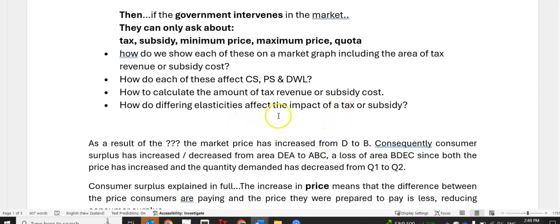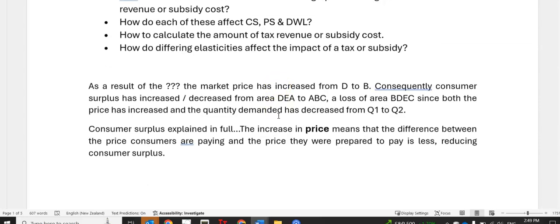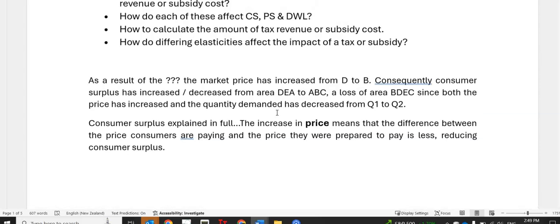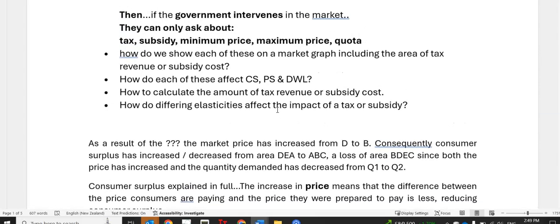Right, so let's talk about how to explain these changes. Now, this particular example I'm giving you is based around an imposition of a tax, but you can use this formula for every single government intervention, which is why I say it's quite predictable. So, what do they want? There's been a change. There's been one of these government interventions: a tax, a subsidy, a minimum price, a maximum price, a quota.